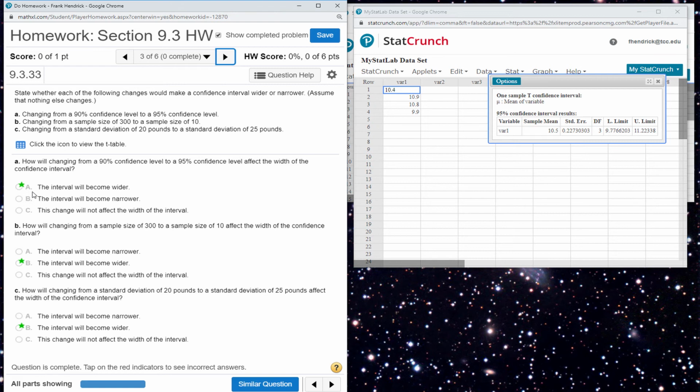Going from a 90% confidence to a 95 will make the confidence interval wider. Changing from a sample size of 300 to 10 will make the interval wider. Changing from a standard deviation of 20 to 25, the interval will become wider.